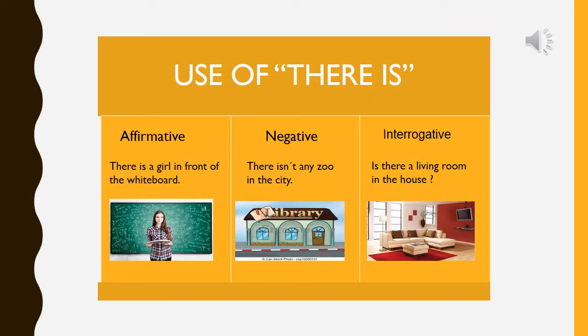Now we can see a graphic where appear the use of there is. We use there is with affirmative, negative, and interrogative statement. We had the first example in the affirmative. There is a girl in front of the whiteboard. Number 2, negative. There isn't a zoo in the city. Number 3, interrogative. Is there a living room in the house?